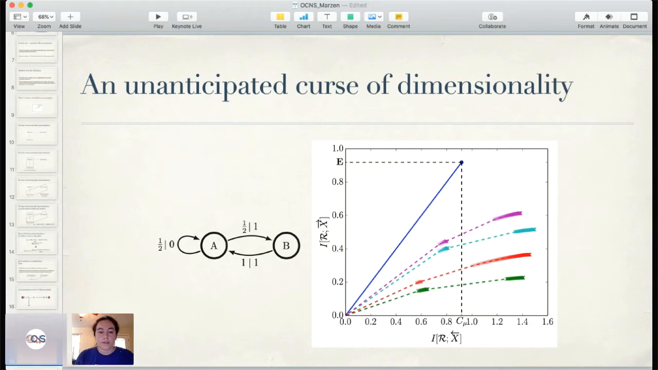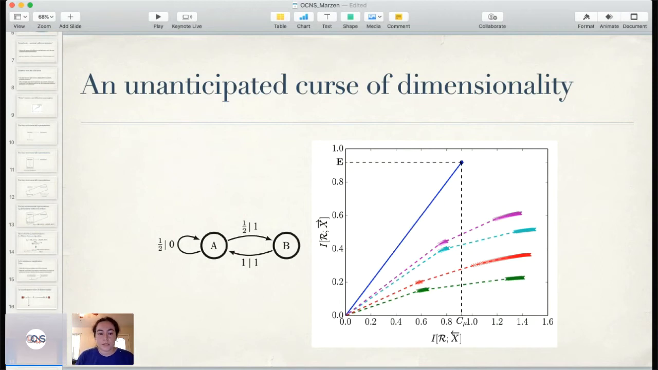So on the left-hand side, what we have is a machine that generates zeros and ones. This is called a hidden Markov model. This is a particular type of hidden Markov model called a unifilar hidden Markov model. And there are two states to it. Those are states A and B. You don't actually get to see those states. All you get to see are the zeros and ones.